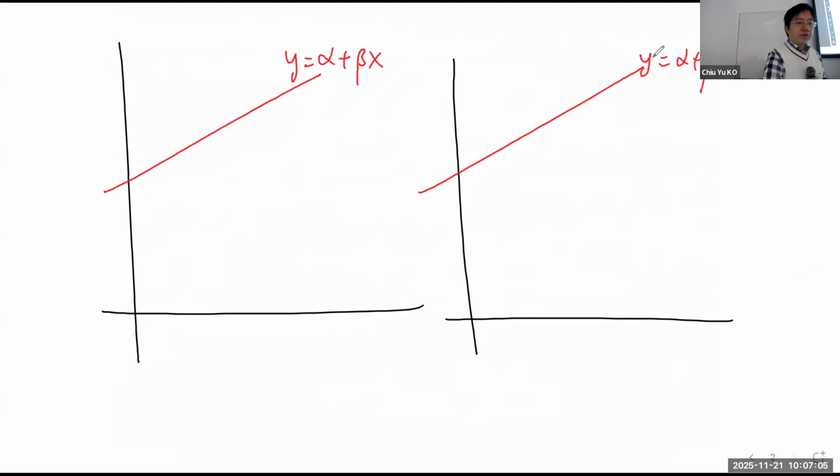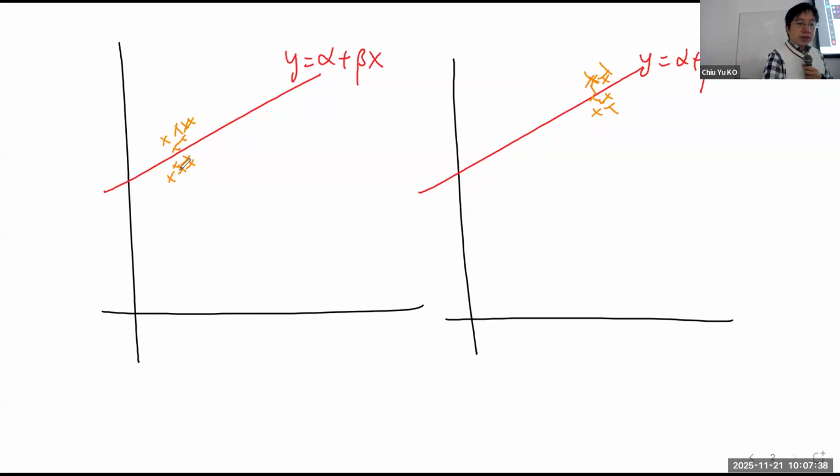But if your data is in fact very close to x, okay, and the other case is very far away, why does the case on the left have a smaller variance on A than the case on the right?